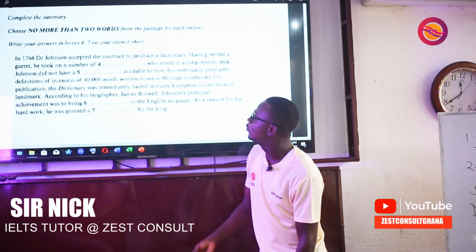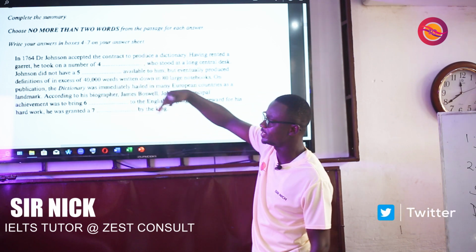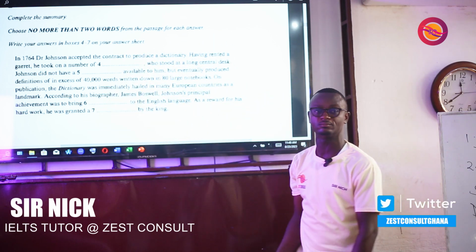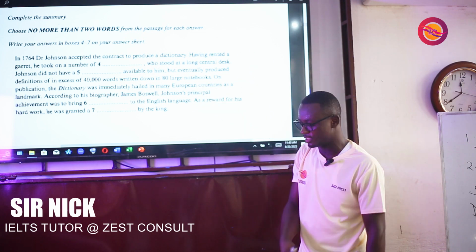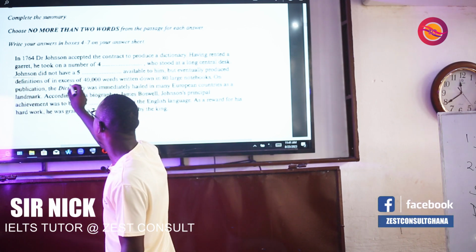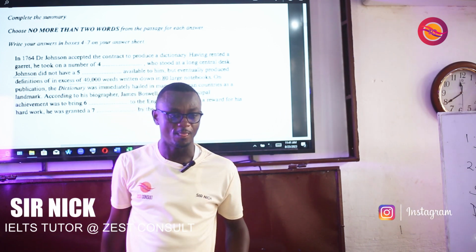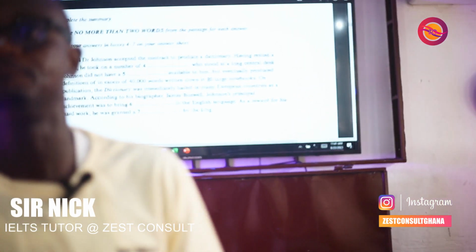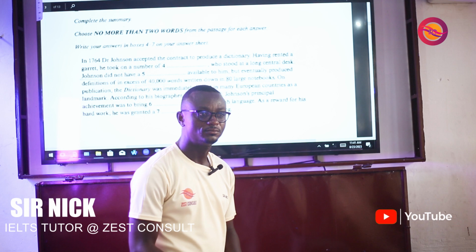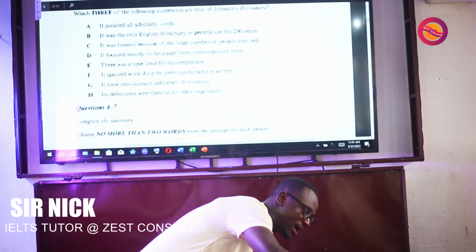The next one we are to consider is 5. The sentence begins with: Johnson did not have a dash available to him, but eventually he produced definitions of what? In excess of 40,000. So repeat the key term: Johnson had 40,000, 80 large what? So let's begin to scan where we can have that information. Which paragraph? Paragraph 6. Let's go to paragraph 6.